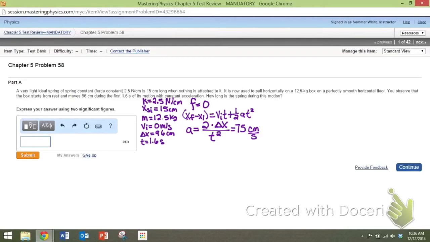All right? The next thing we are going to look at is the net force in the system. We know that the sum of the forces is equal to the mass of our object times the acceleration. Our force present in this case is spring force. Spring force is equal to K delta x. Remember, delta x is equal to xf minus xi.